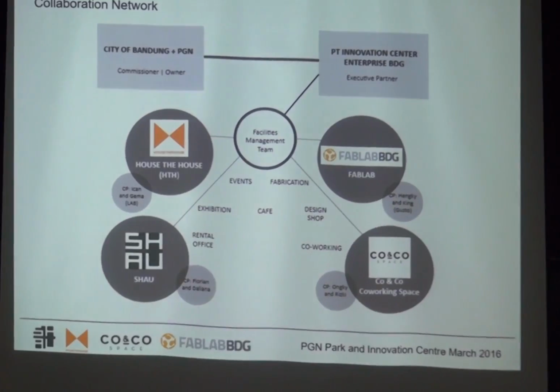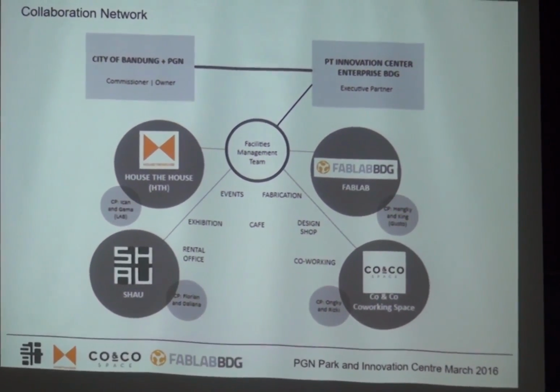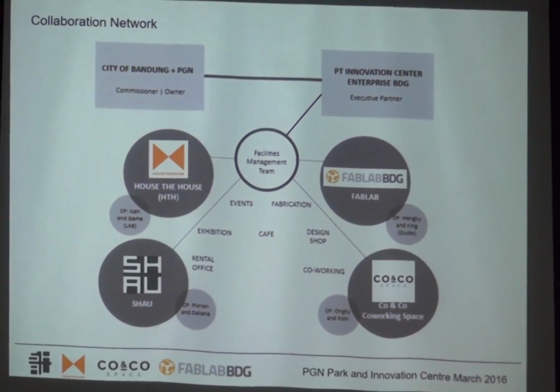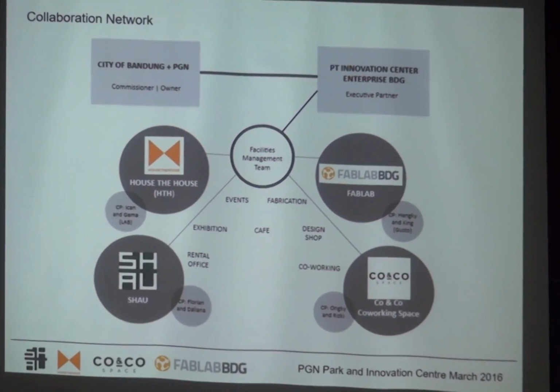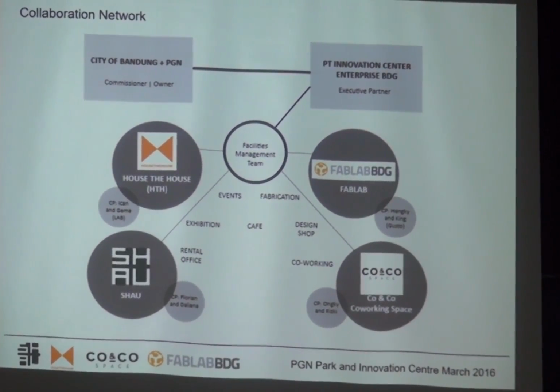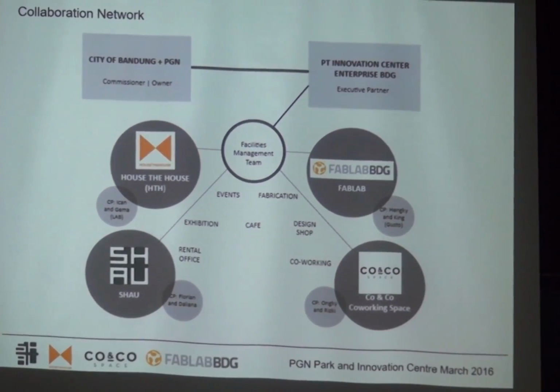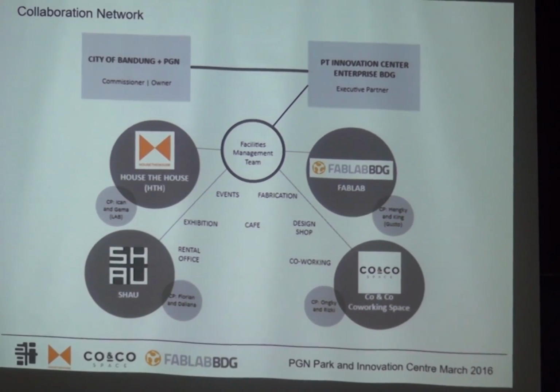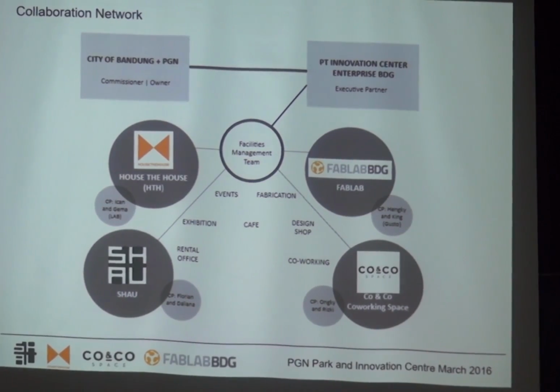Basically we got in-house partners for events. We got in Fab Lab, which already has its facilities in Bandung for dealing with that. Co, we used to work there, we used to have our offices there, so they also organize a lot of events and activities within this co-working space.